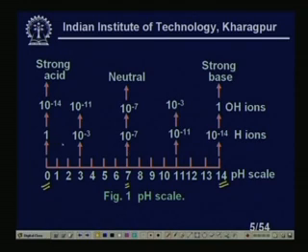In this scale, we are showing the hydrogen ions. It starts from 1 and goes to 10 to the minus 4, and so on. In this side, we are showing the OH ions. When the hydrogen ions are strong, it is a strong acid, and as the hydrogen ion concentration decreases in this direction, it becomes a strong base. So, it is 1 here and 10 to the minus 14 here.